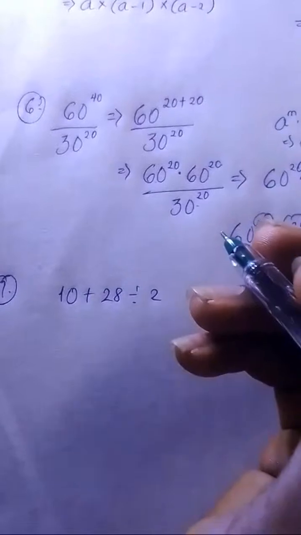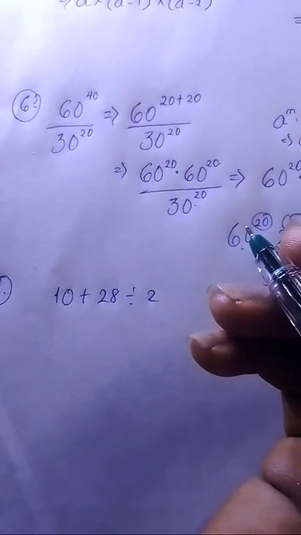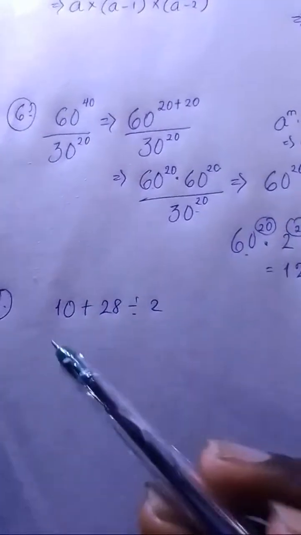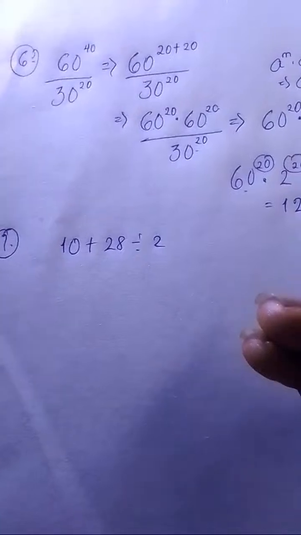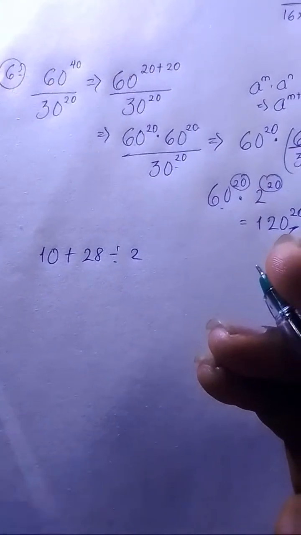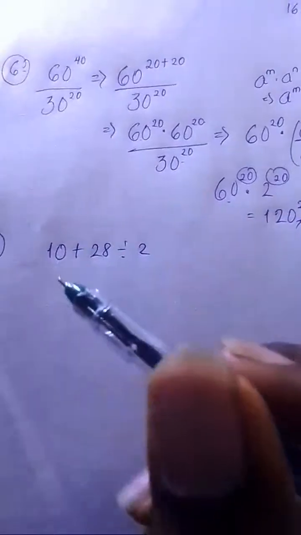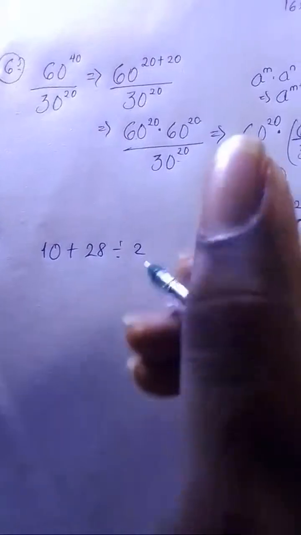Now doing this with our scientific calculator, it will do it straight, meaning 10 plus 28 divided by 2, just the way you typed it. But doing it normally with our brain, it won't give us the same answer as our scientific calculator, right? Because our scientific calculator doesn't use what?